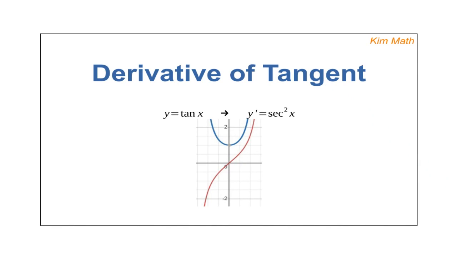Hi everyone. Today we will discuss the derivative of a tangent. If I said the conclusion, the derivative of tangent is secant squared of x. In this picture, this is tan x, and this is secant squared of x. So today we will discuss why the derivative of tan x is secant squared x. This is our main topic.